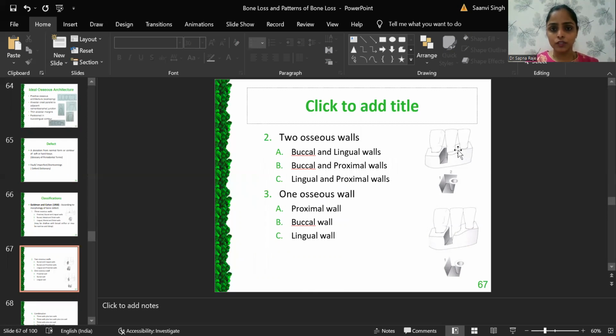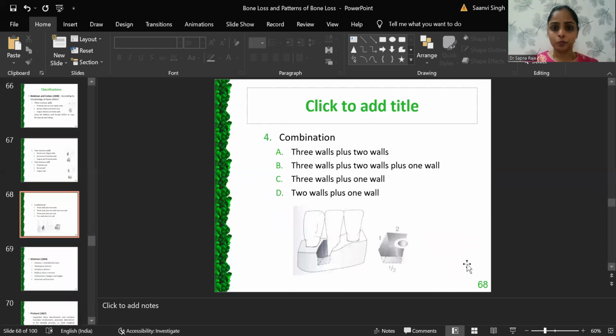Two osseous walls you can see here: the buccal wall and the lingual wall. Buccal and the proximal wall is missing. Lingual or the proximal wall is missing. These two walls you can see. And one osseous wall in which the proximal wall may be missing, or the buccal wall may be missing, or the lingual wall may be missing. Or there can be combinations: three walls plus two walls, three walls plus two walls plus one wall, three walls plus one wall, and two walls plus.